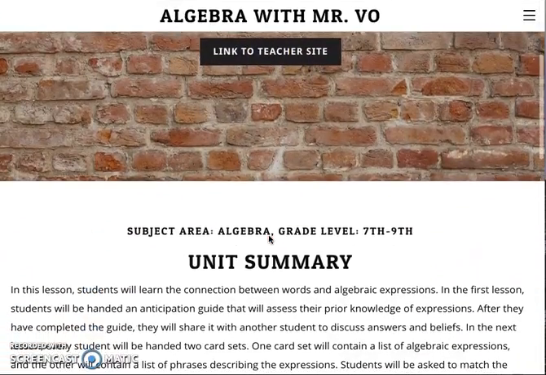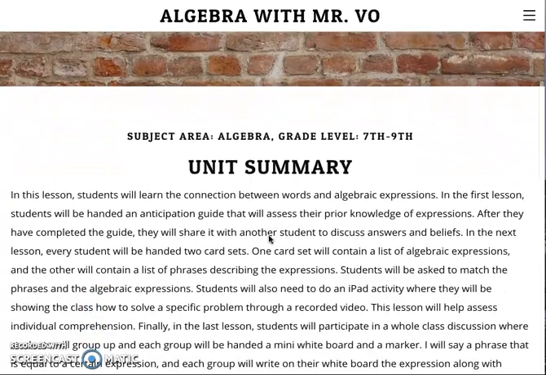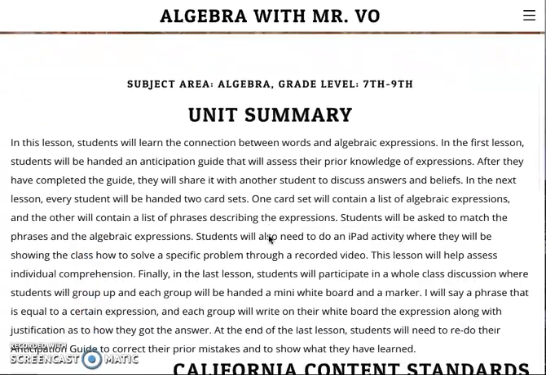And going down a little bit, this is going to be for 7th to ninth grade students that are learning algebra. So this is my unit summary. In this lesson, students will learn the connection between words and algebraic expressions. In the first lesson, students will be handed an anticipation guide that will assess their prior knowledge of expressions. After they have completed the guide, they will share it with another student to discuss their answers and beliefs.